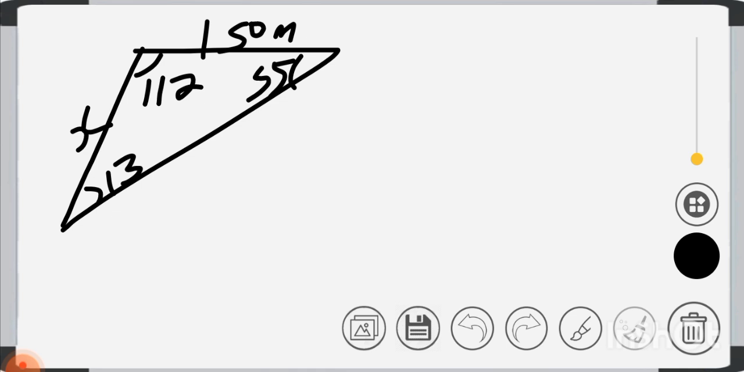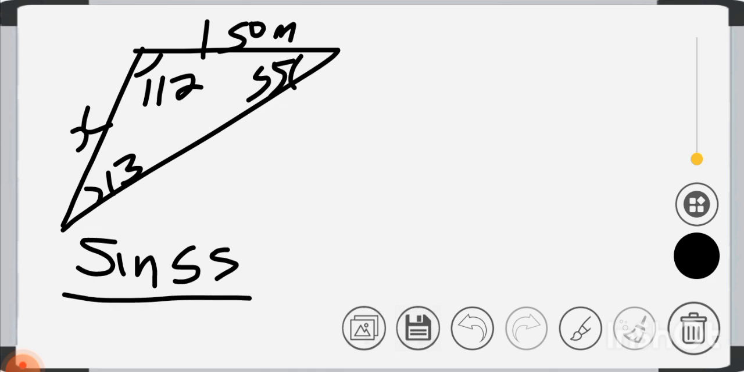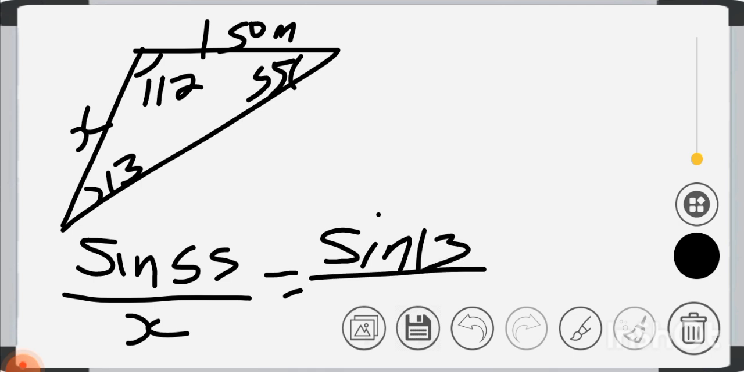So how are you going to do that? Look at how you're going to do it. You just come and say, okay. Sine, remember sine of any angle, let's take this 55 first. Sine 55 for the sine rule, that's what I want to use for this, divided by the side facing that 55. Which side is facing this? Look at the side there. Divided by x, must be equal to, look for another side that is present, any other side that is not empty. We have sine 13. That side is not empty, side 13. Over, the two things must be there. Over which side is 13?